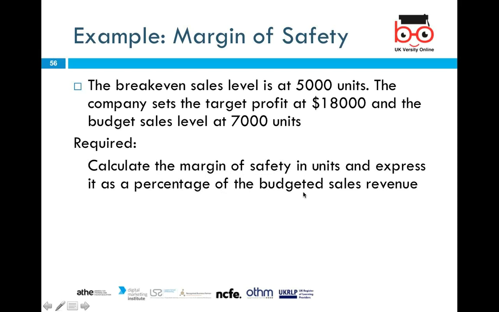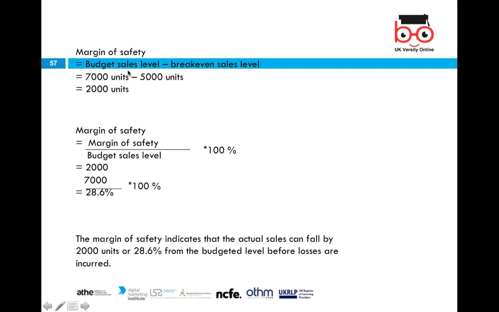Okay, let's see the margin of safety in units and expressed as a percentage of budgeted sales. The budgeted sales level in units is 7,000, and our break-even sales is 5,000 units, so the margin of safety is 2,000. Budgeted 7,000 units, break-even 5,000, and the difference is 2,000. That's our margin of safety. The other way is 28.6% of the budgeted sales level, which comes to 2,000.